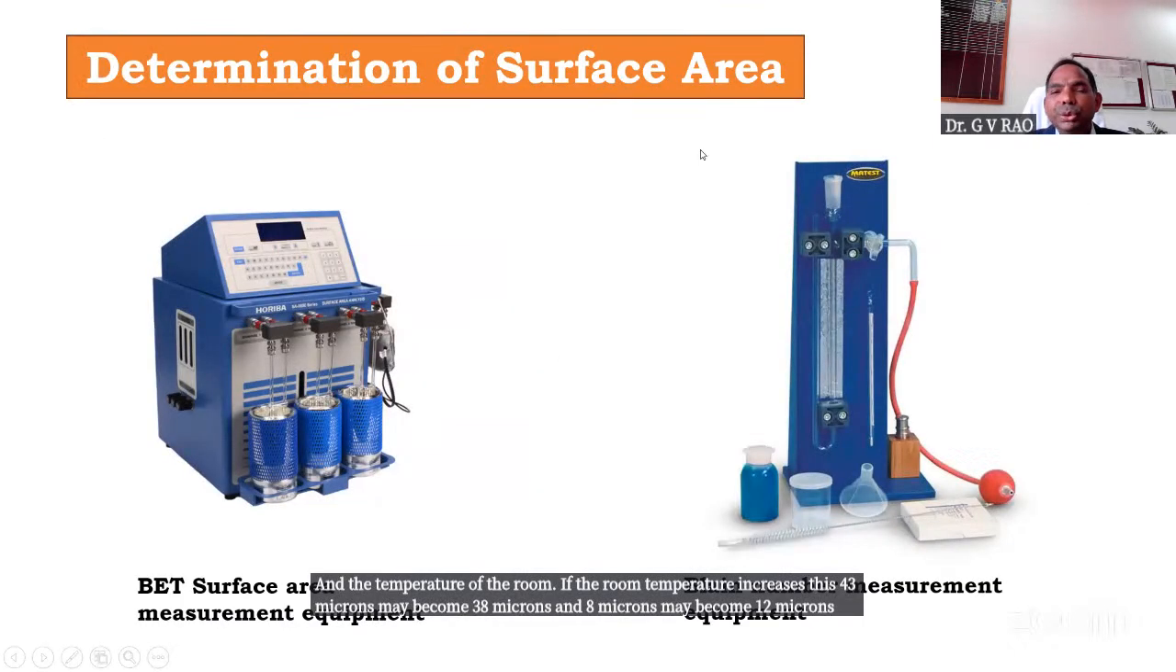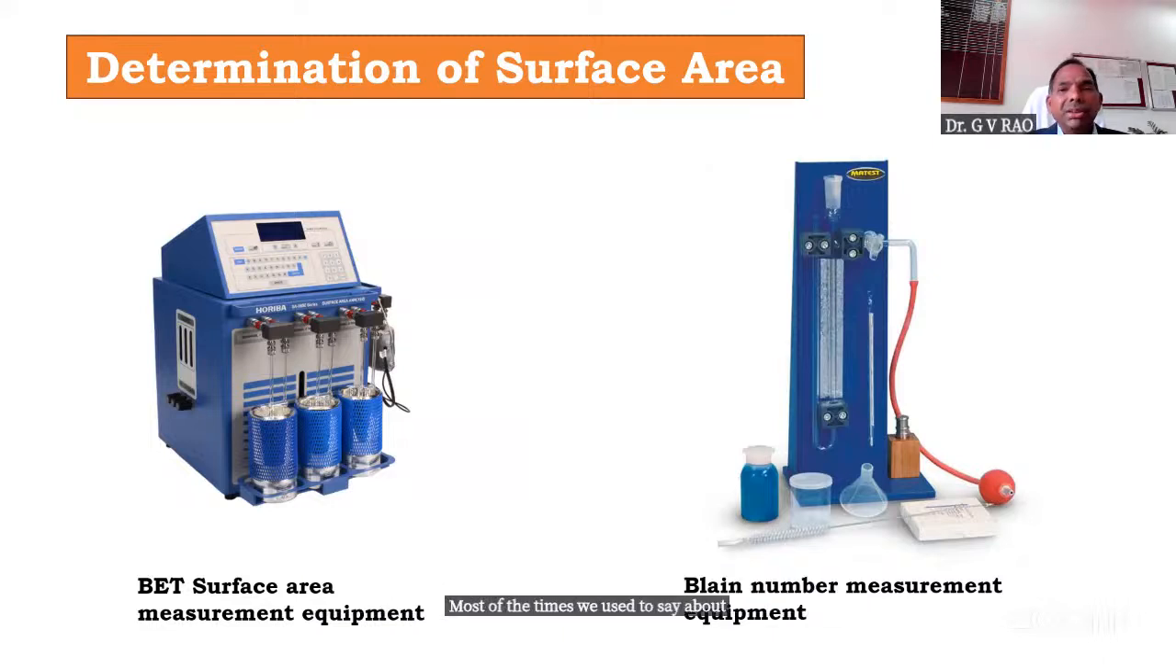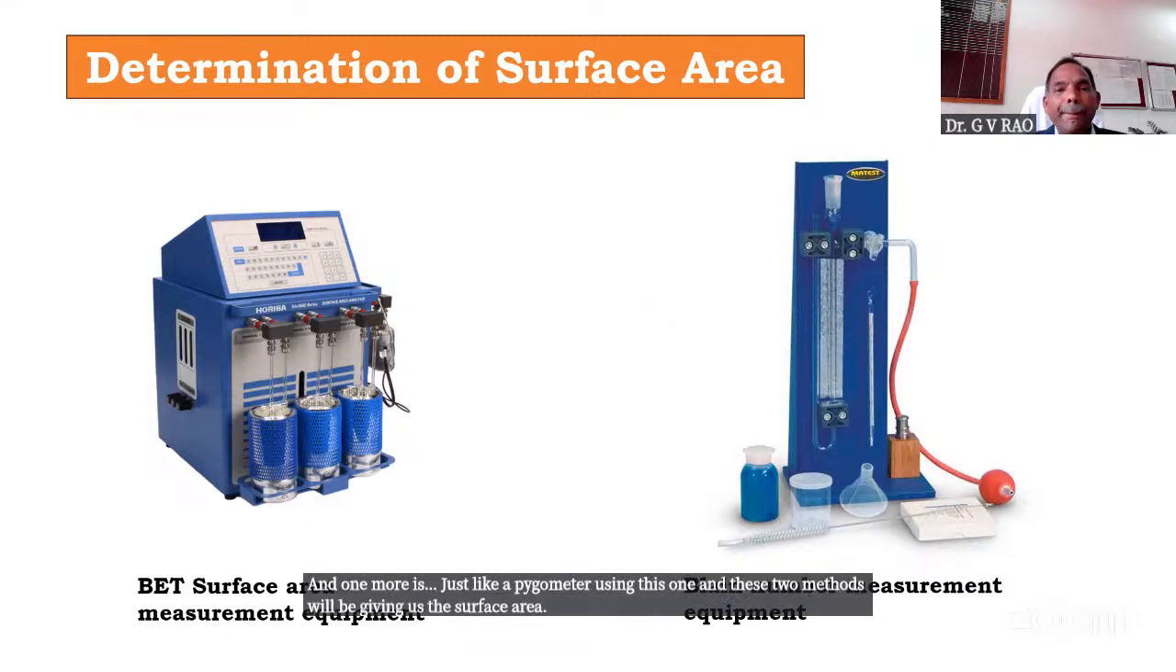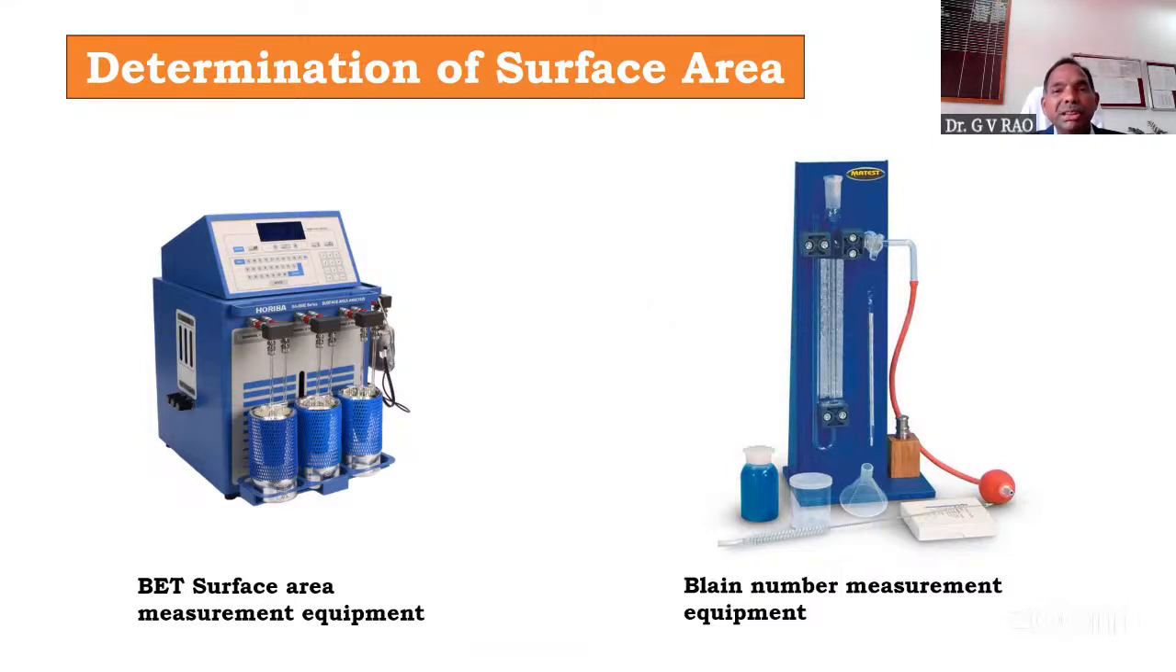Most of the time we talk about surface area. There are 2 conventional methods to identify this. One is the BET surface area analyzer, and the other is something like a pycnometer. These 2 methods give us the surface area. This surface area measurement is mostly useful in the mineral processing and cement industry.